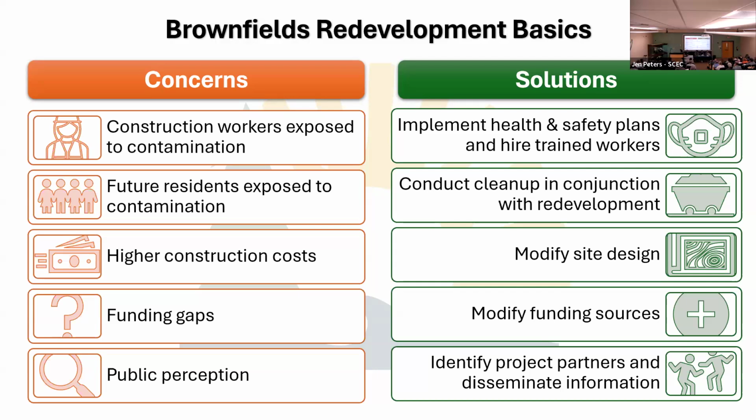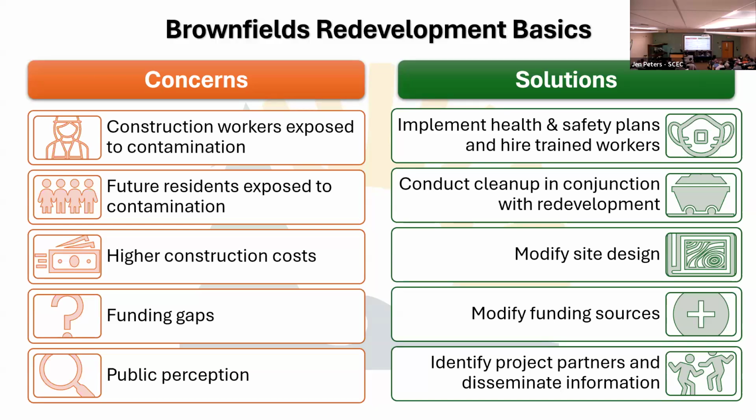We can also consider doing things like installing a radon system that doubles as a vapor mitigation system so that vapors aren't entering the building and folks aren't breathing that in. The site design could also include cap and cover systems, which are essentially the same thing as landscaping or pavement to prevent contact with remaining contamination on site.